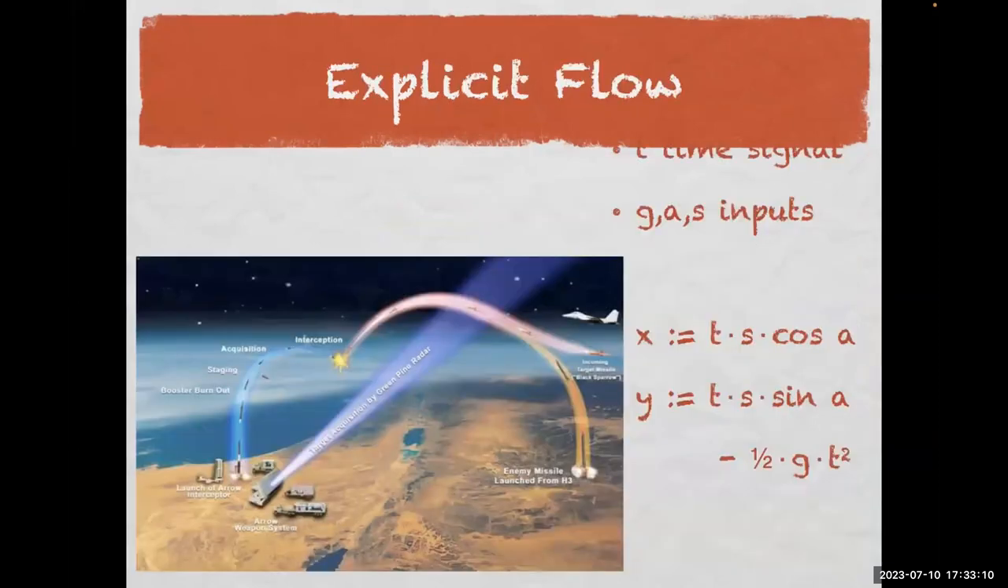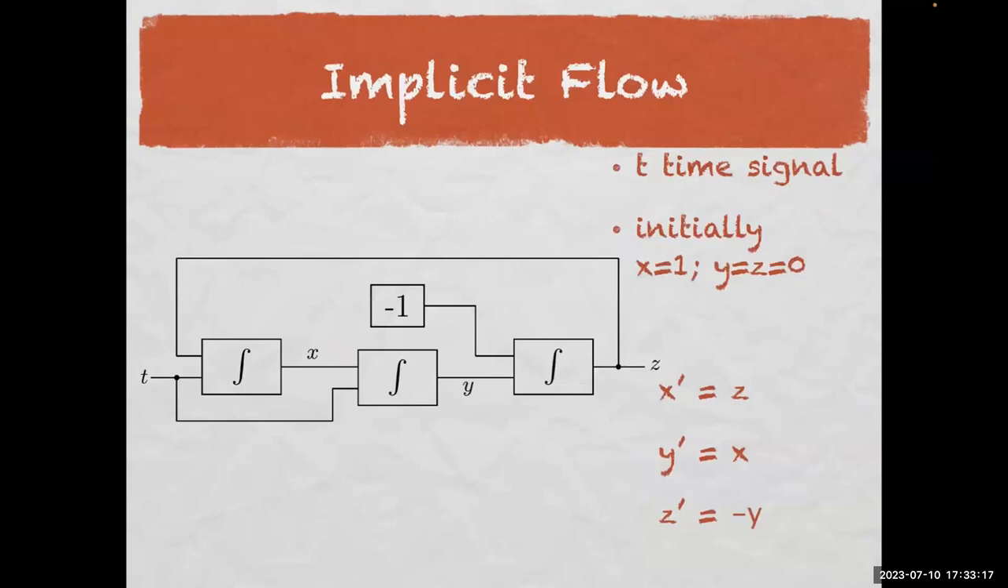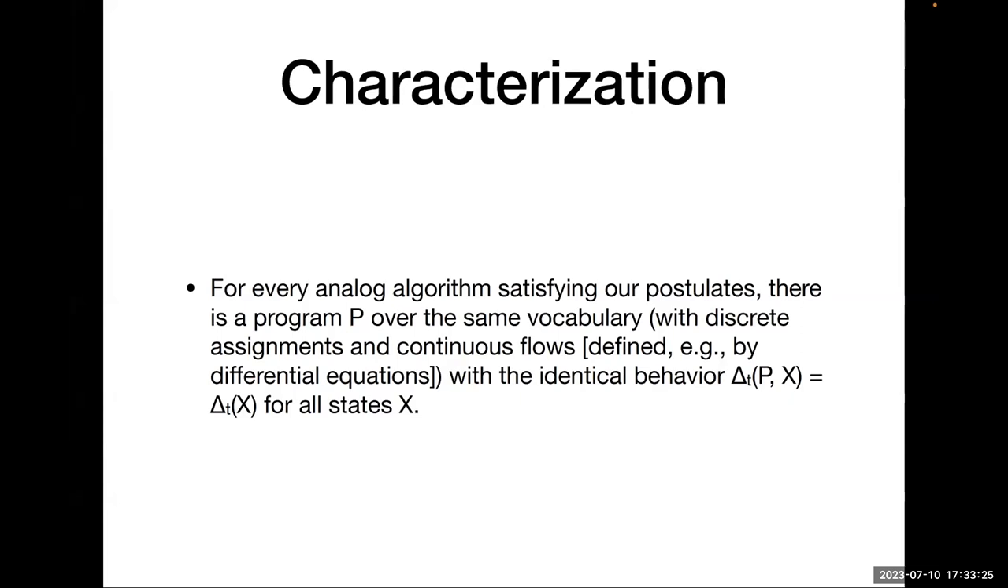And to describe the flow, you may have an explicit description or an implicit kind of description of derivatives or something, but somehow you've described the flow. And we can prove that for every analog algorithm that satisfies our postulates, there is a program over the same vocabulary, like we said, this abstract state machine program. Here you have a program that also has these continuous flow instructions, these equations that describe it, with identical behavior. For every state X, the changes over time T or signal T are the same.